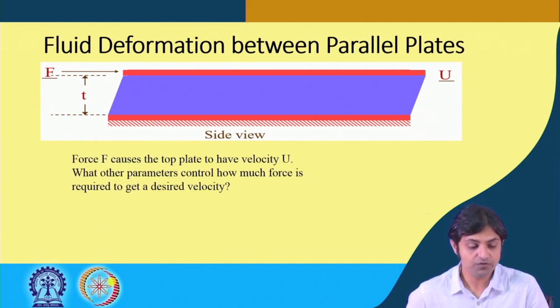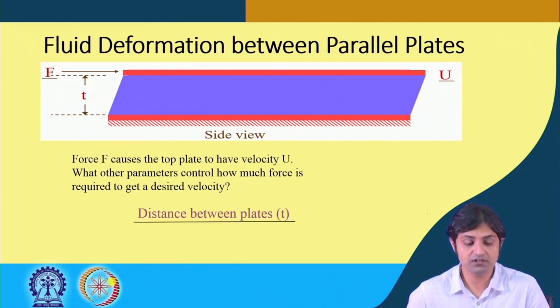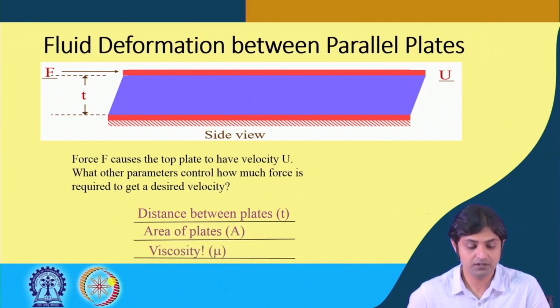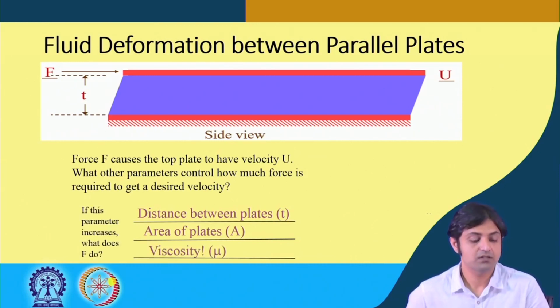So as I told you, force F causes the top plate to have velocity u. Now what other parameters can control how much force is required to get a desired velocity? As has been seen from the experiment, the distance between the plates, denoted as T, is quite an important parameter. The area of the plate A is also a very important parameter. Viscosity mu is also an important parameter. But what happens if these parameters increase, and what does F do?